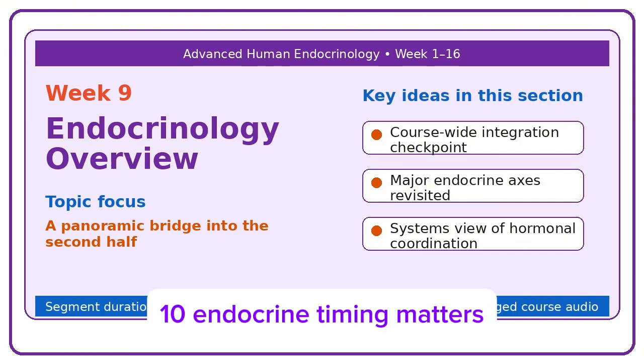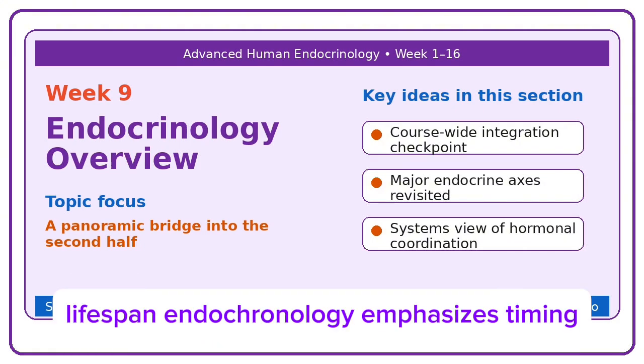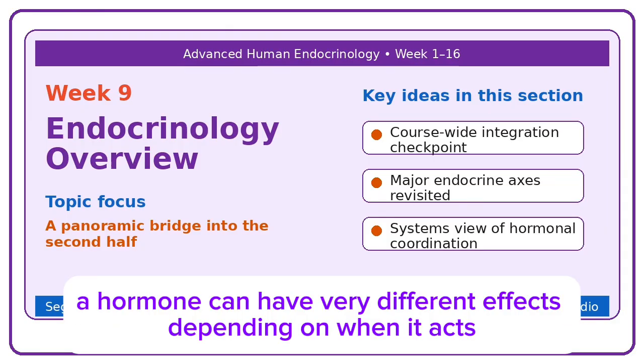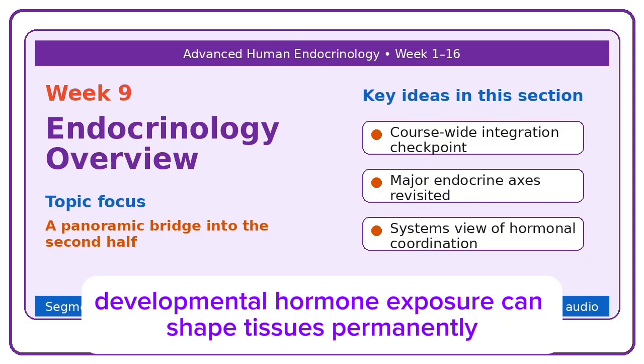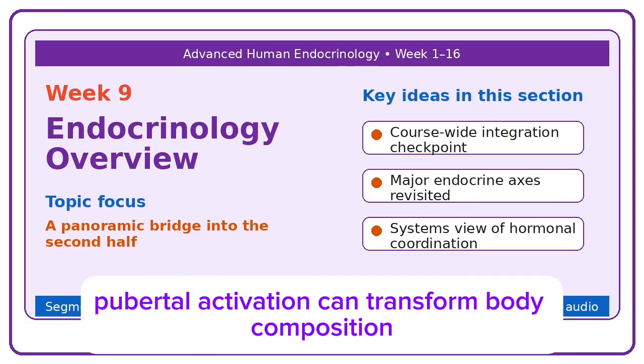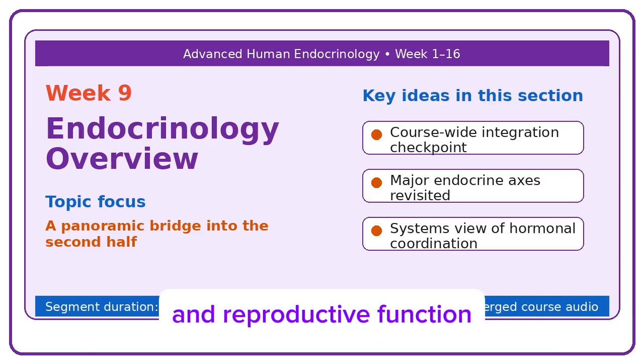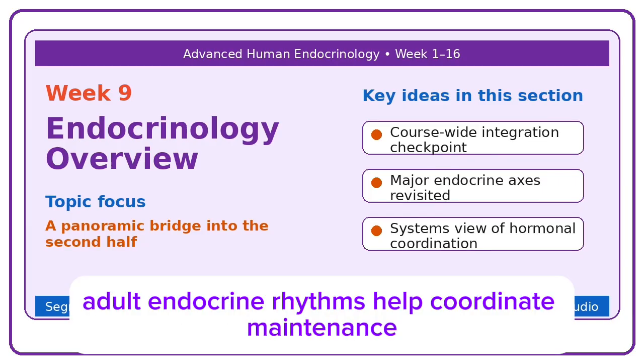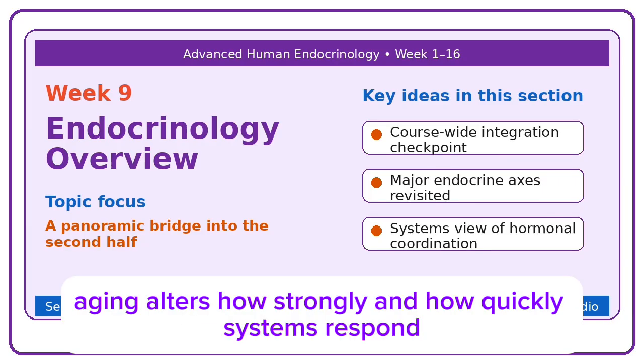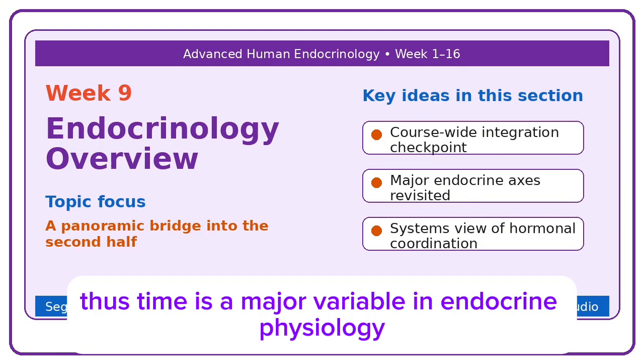10. Endocrine timing matters. Lifespan endocrinology emphasizes timing. A hormone can have very different effects depending on when it acts. Developmental hormone exposure can shape tissues permanently. Pubertal activation can transform body composition and reproductive function. Adult endocrine rhythms help coordinate maintenance. Aging alters how strongly and how quickly systems respond. Thus, time is a major variable in endocrine physiology.